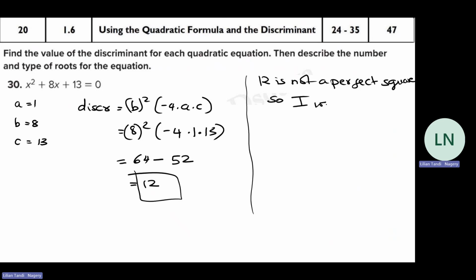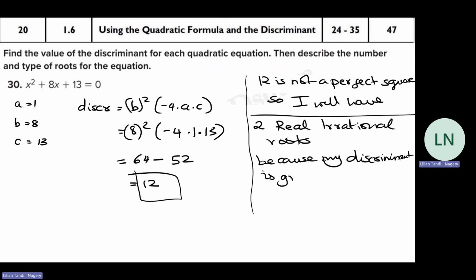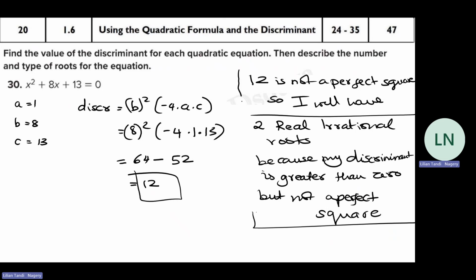So I will have 2 real irrational roots because my discriminant is greater than 0, but not a perfect square. This looks like R. This should be 12. Write clearly. Write clearly.